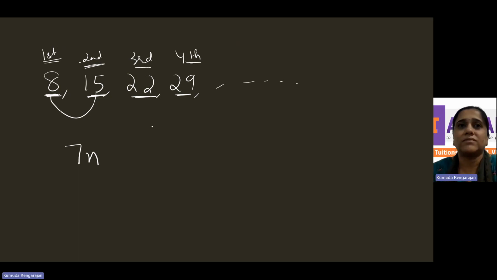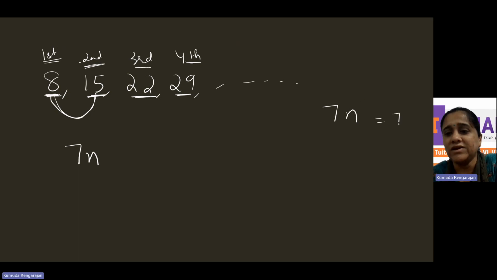So, one minute. The difference is 7, correct? Into n, 7n. All right? Now 7n. When you take n as 1, 7 into 1 is what? 7. But when you take n as 1, what answer should you get? 8. So 7n plus 1 is the rule. That's all.